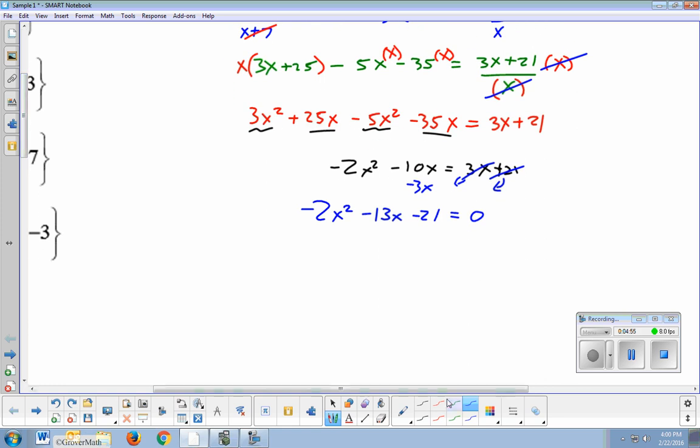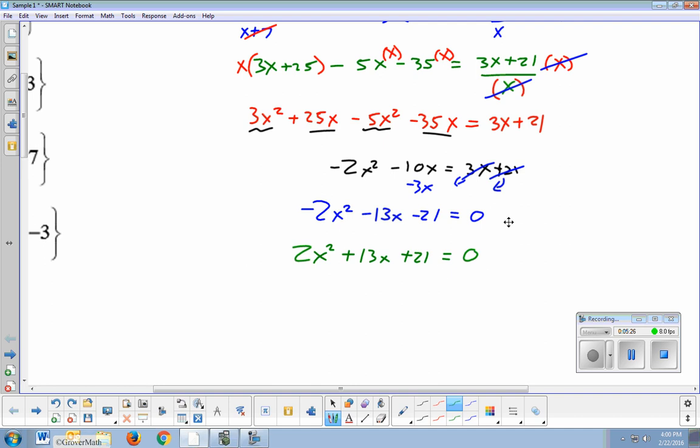Now I can factor that as is, but I personally do not like when my first number is negative, so I'm going to change the sign. But I can change the sign by changing every sign. So anytime you want, you can always change the sign of everything. And basically that's just dividing everything by negative 1 or multiplying everything by negative 1. Either way, I'm going to get positive 2x squared plus 13x plus 21 equals 0. That's going to be a little bit nicer to play with.